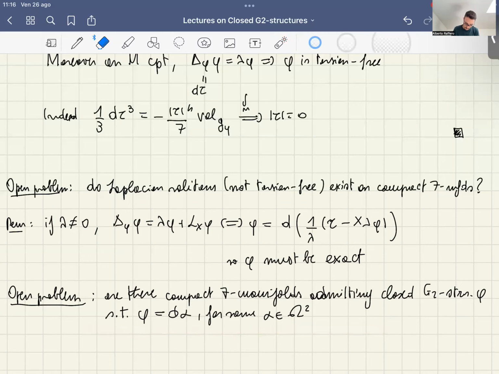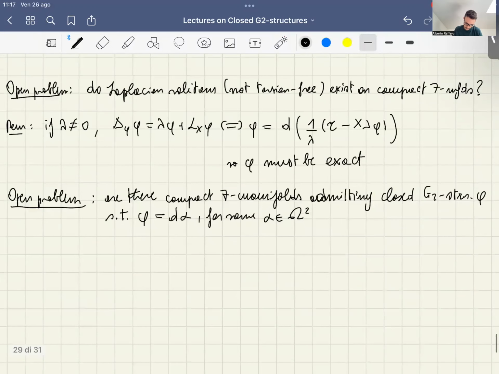So we neither know whether exact G2 structures may exist on compact 7-dimensional manifolds. And for instance, a typical example should be the seventh sphere. So we do not know whether the seventh sphere admits closed G2 structures.